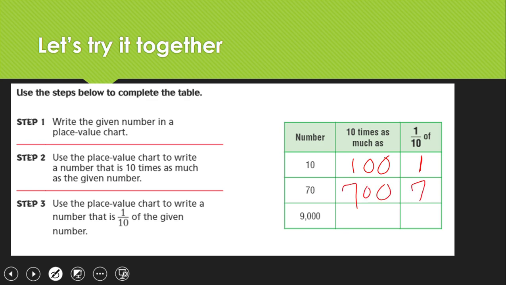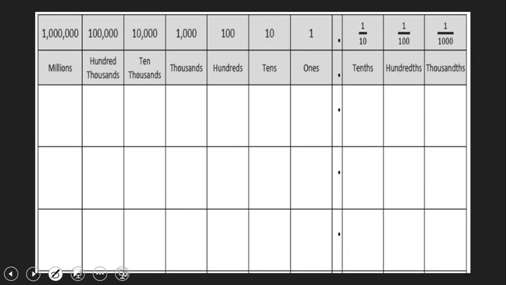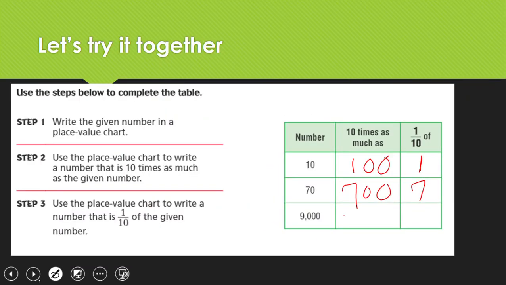Let's go ahead and do 9,000. This one's a little bit different. So we're going to put our 9 in the thousands place. What is 10 times as much? Very nice. It should be 90,000. Now what is 1/10 as much? Good. It should be 900. Write that down. Make sure that you're writing this down in your workbook as well.